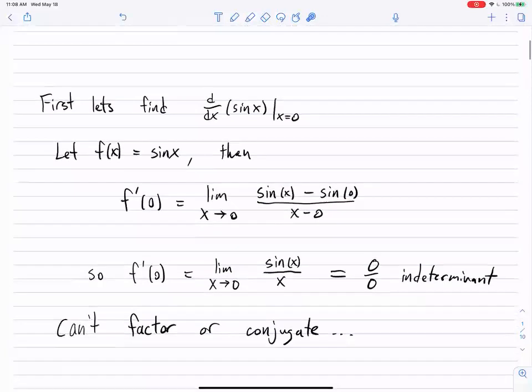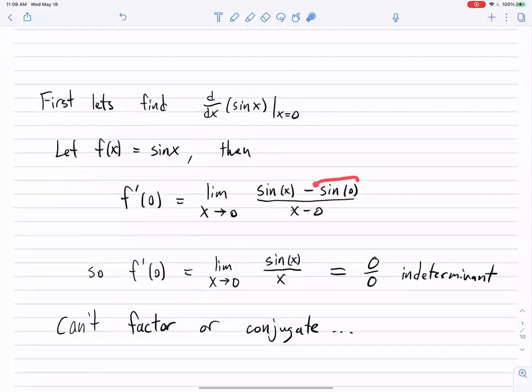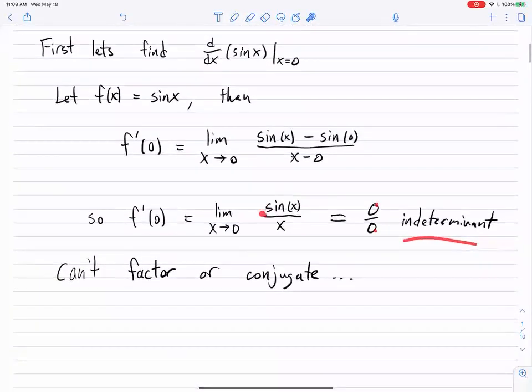And using that fact, well, we know what sine of 0 is. Sine of 0 is 0, and 0 is 0. And so the derivative at 0 is just the limit as x approaches 0 of sine of x over x. If you try plugging in 0, you get an indeterminate form, 0 over 0. But because it's sine of x, we can't factor and we can't conjugate it. And so we have to do something a little different.